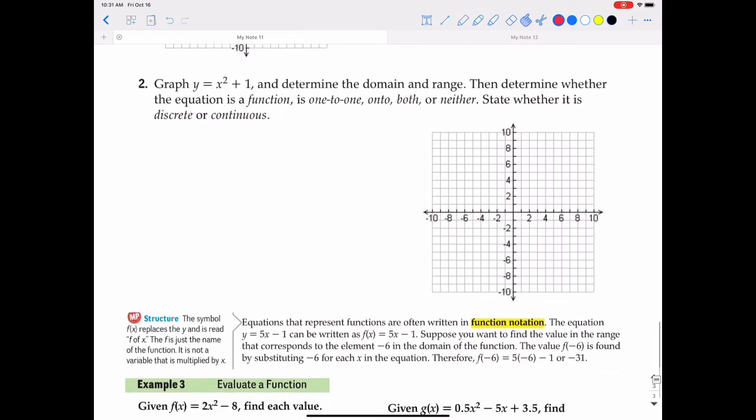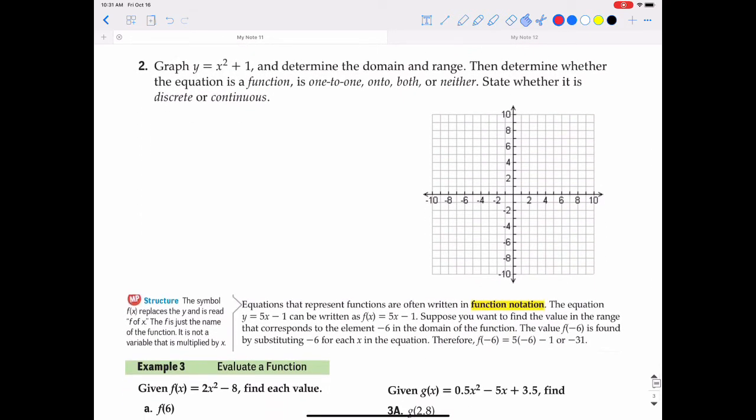Example 2 says graph y equals x squared plus 1, and then determine the domain and range, determine whether the graph is a function, and then it says 1 to 1 and on to, and remember we're just going to ignore that, so I'll strike that out. And then state whether it is discrete or continuous. So this is not going to be a straight line because it is not in the form of y equals mx plus b because it has an exponent.